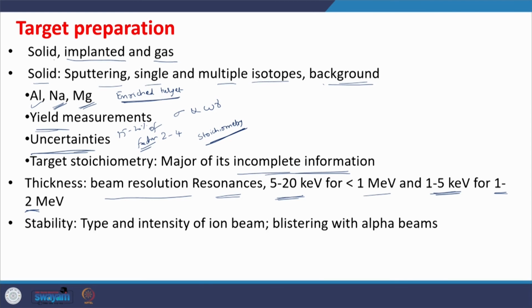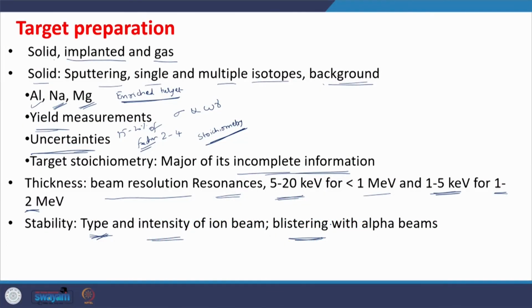All right. And it should be very stable. The stability of the target material of course depends on the type of the beam and also the intensity of the beam, right. When I say type, if I go for an alpha beam, then there is a problem of blistering, and the implanting of alpha particles in the target material can lead to lattice defects. So, all these things should be taken care of.